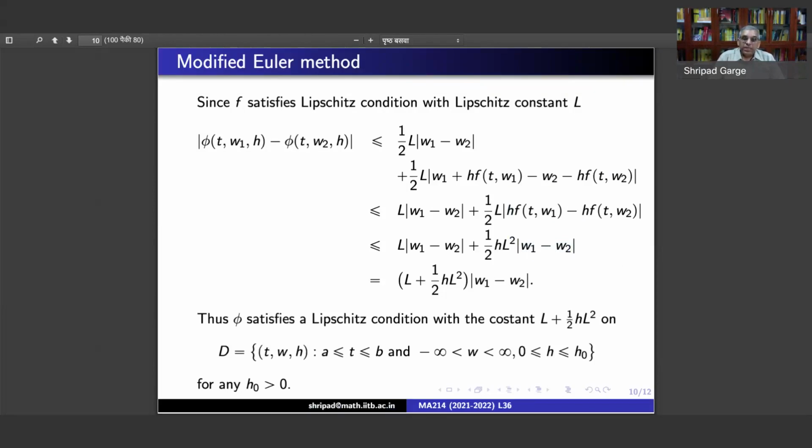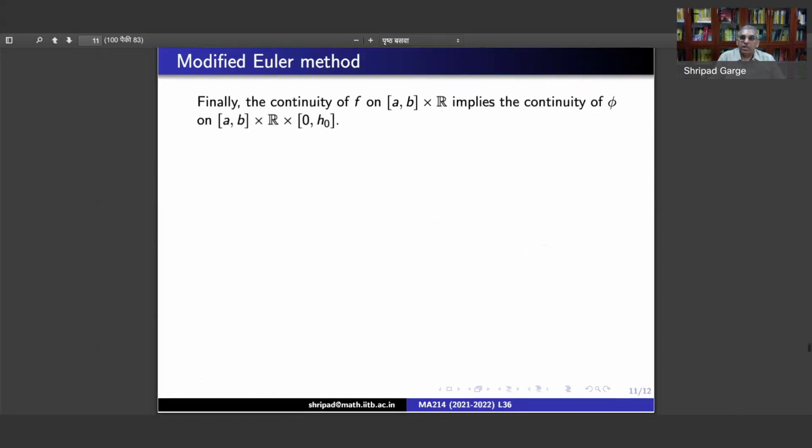Is your function phi continuous? Yeah, if your function f is continuous on [a, b] cross R, then you get that the function phi is continuous on [a, b] cross R cross [0, h naught]. So the conditions of the previous theorem are satisfied. Therefore, by the above theorem, this method is a stable method.